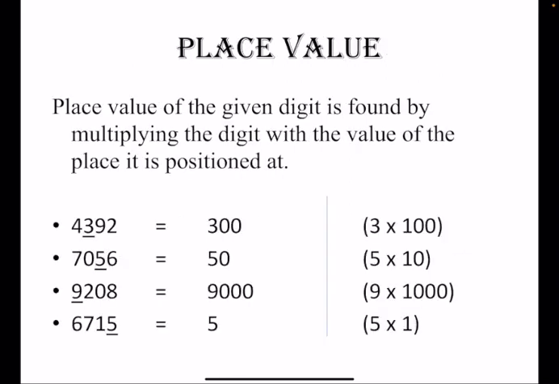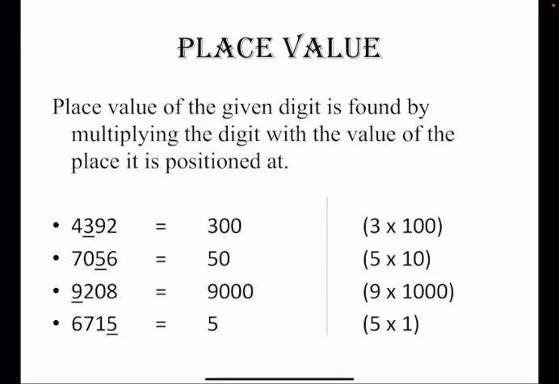Now how to determine the place value? Place value of the given digit is found by multiplying the digit with the value of the place it is positioned at. Like again take the same example, 4392, and in this we have to find out the place value of 3. Now you know that 3 we had placed at hundreds place. So 3 multiplied by 100 is equal to 300. Now you have understood how to take out the place value.